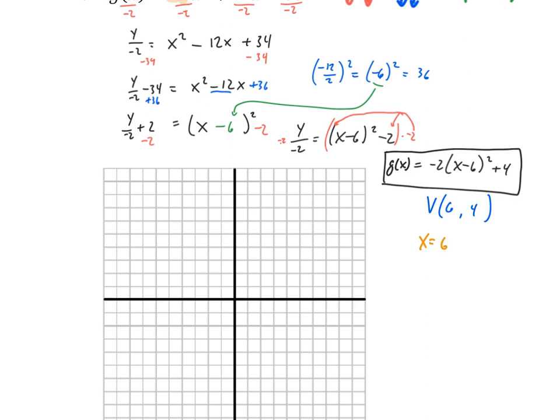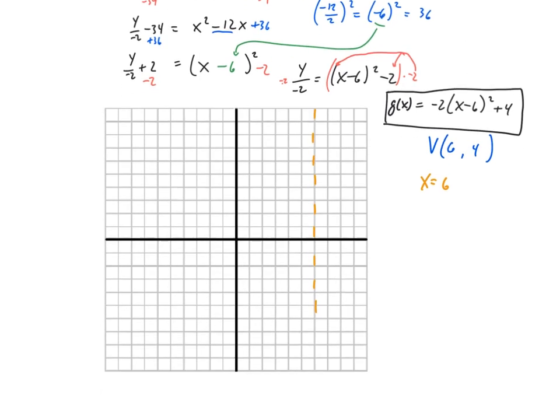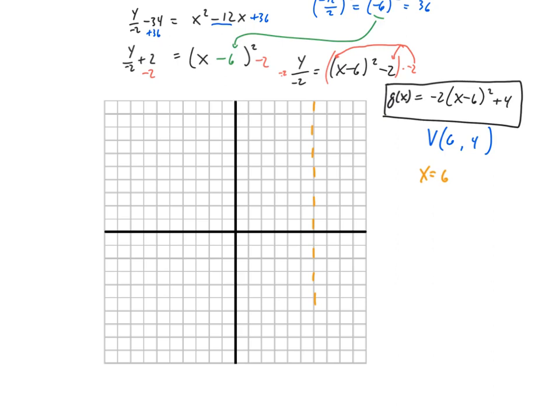So that's that vertical line. The x is our mirror. So I'm going to go ahead and draw that in. So x equals 6. So the vertex was at 4 on there, so that'll be right there. So what else do I know?